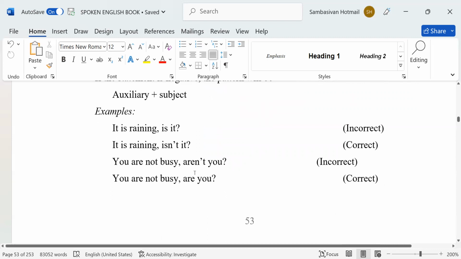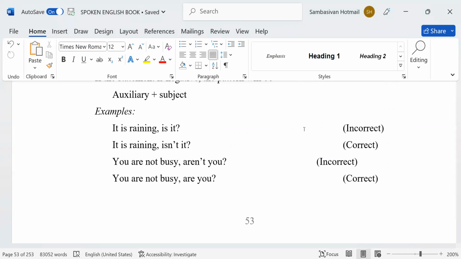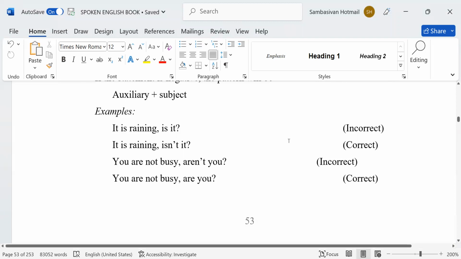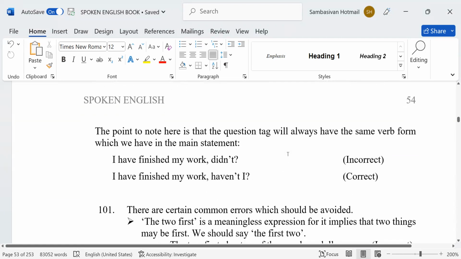"You are not busy, aren't you?" Incorrect. "You are not busy, are you?" Correct. Yeah, you see, "It is raining, is it?" That is incorrect, but it should be "It is raining, isn't it?" Next one, "You are not busy, aren't you?" Two negatives should not come, so it should be "You are not busy, are you?" That is correct. Okay, continue.